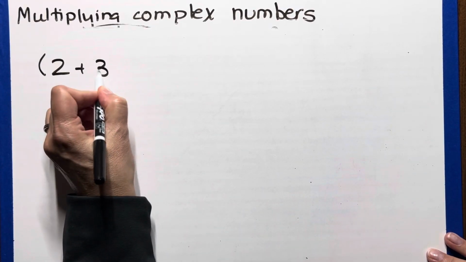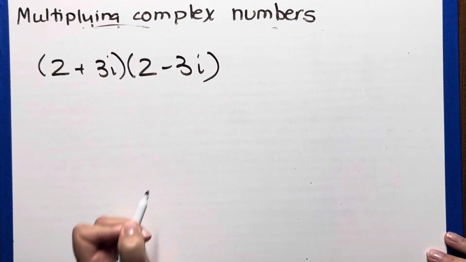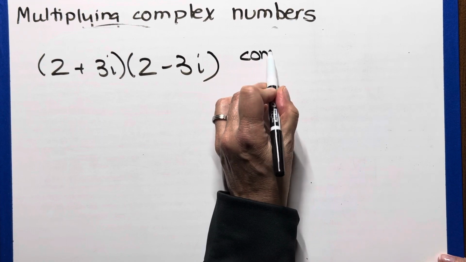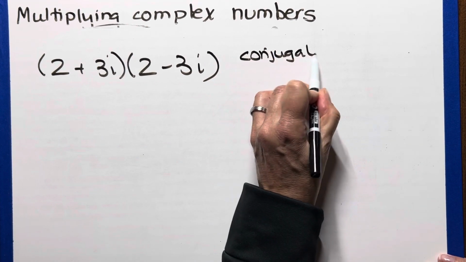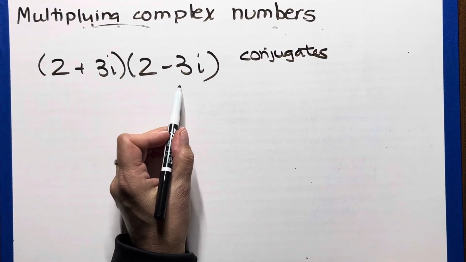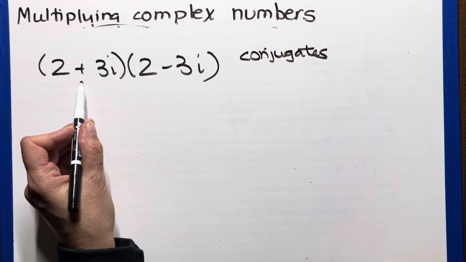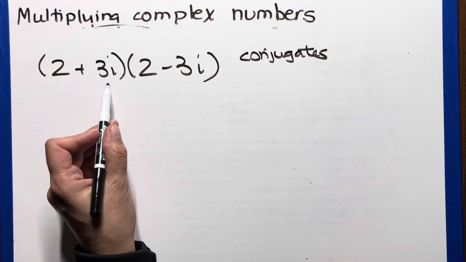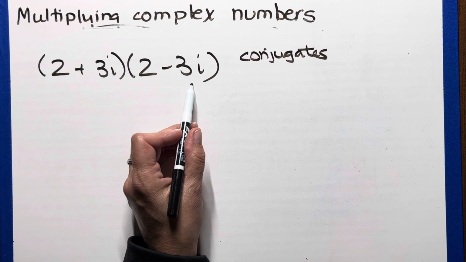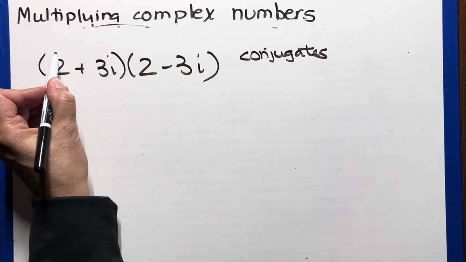2 plus 3i and 2 minus 3i. You will recognize that these are conjugates of each other. And a conjugate just means that I have the same exact binomial, but only the signs are different for the imaginary part. So I have a plus 3i for one of them, a minus 3i for the other one. So let's see what happens when we multiply two conjugates together.